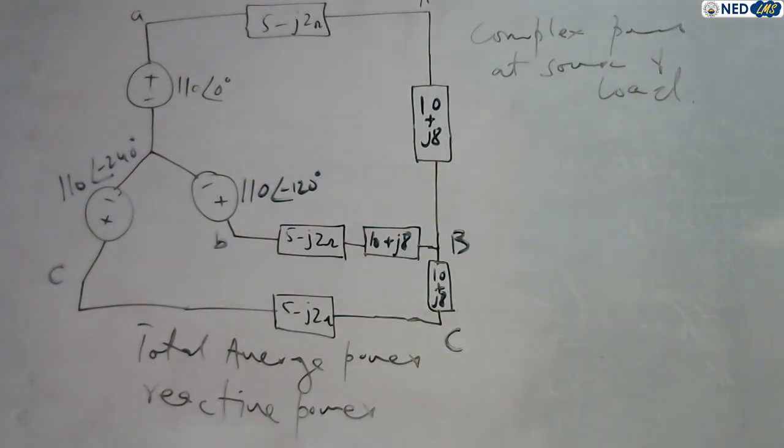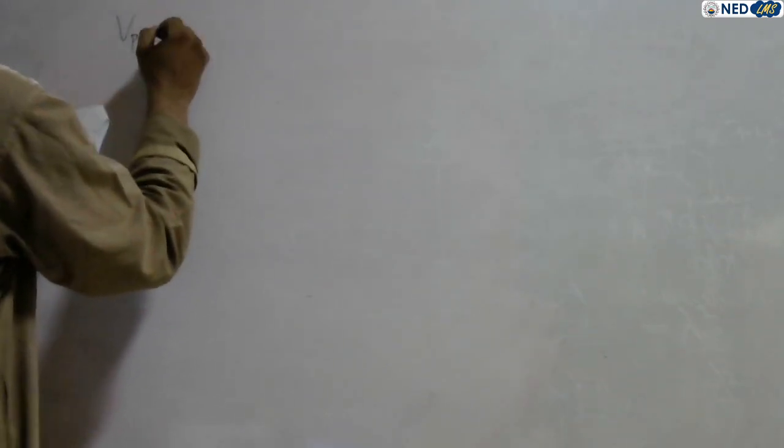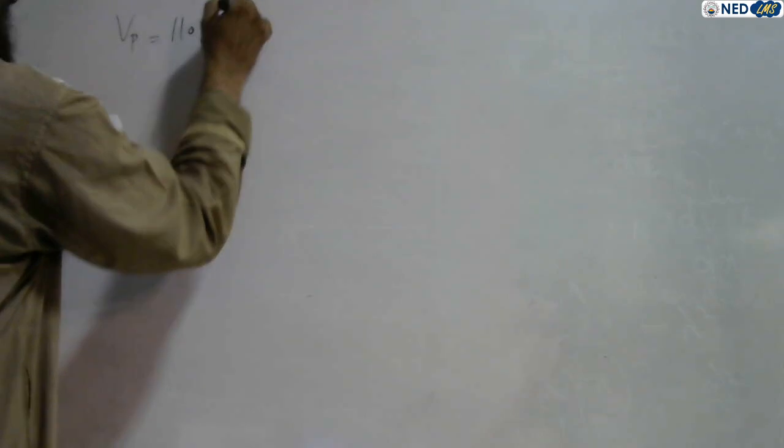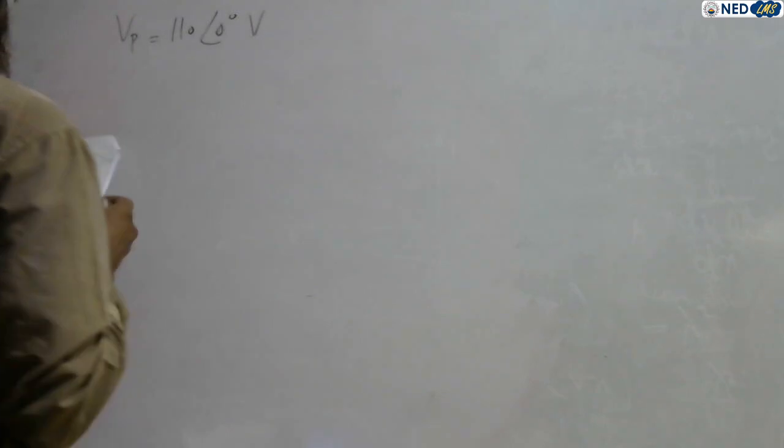So it is sufficient to consider one phase, as the system is balanced. It is sufficient to consider only one phase. What is happening in any phase is happening in all the phases. So let's start the solution. The phase voltage, which is given to us, is 110 volts at 0 degrees. The unit is volts, right?